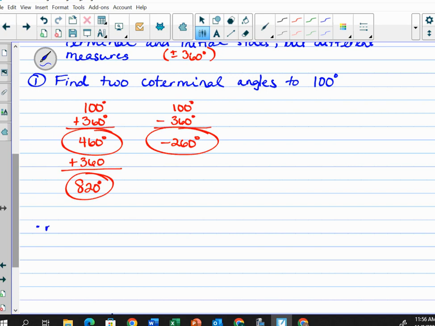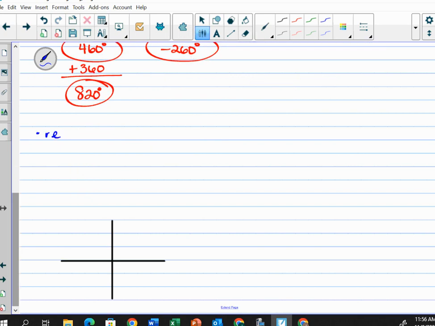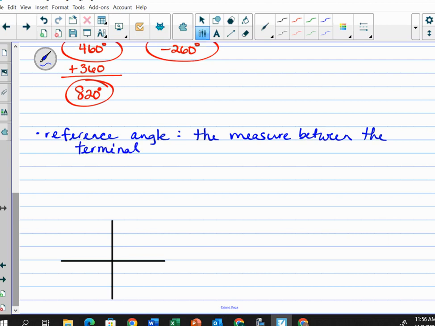All right, next definition is for reference angle. The measure between the terminal side and the closest x-axis. Must be positive and acute.